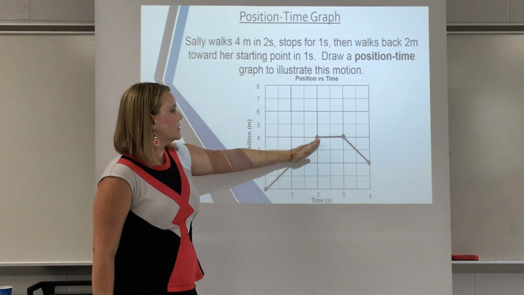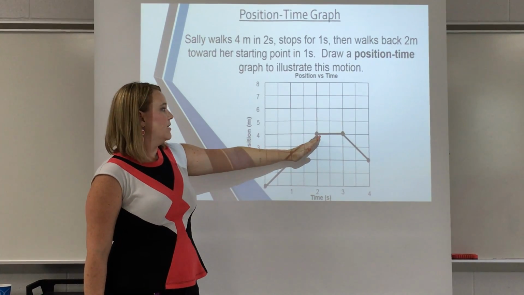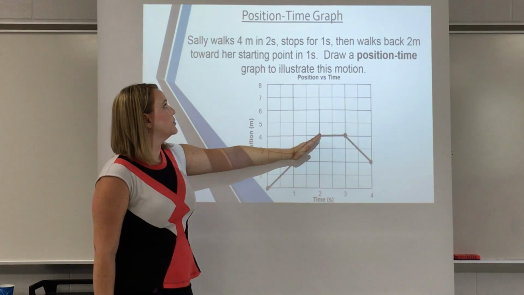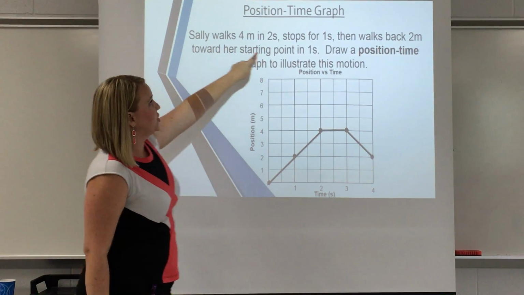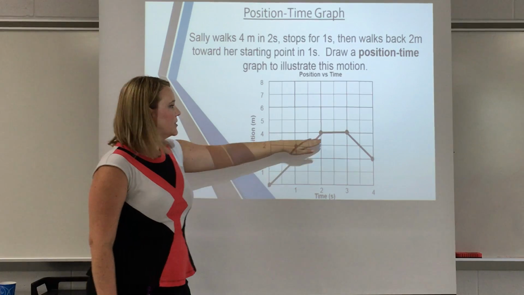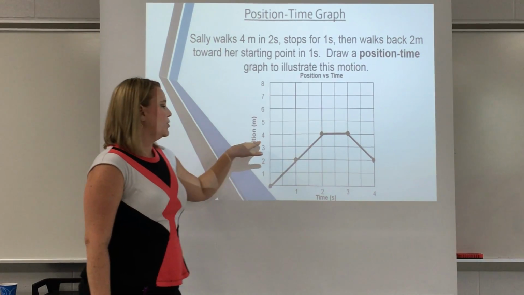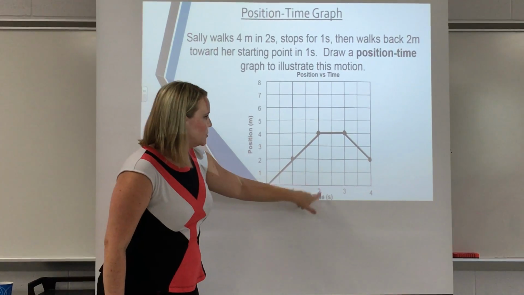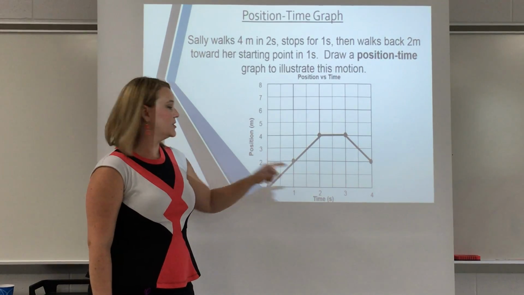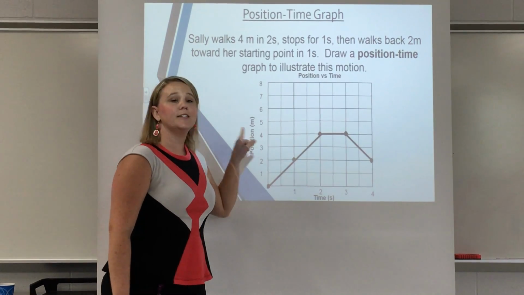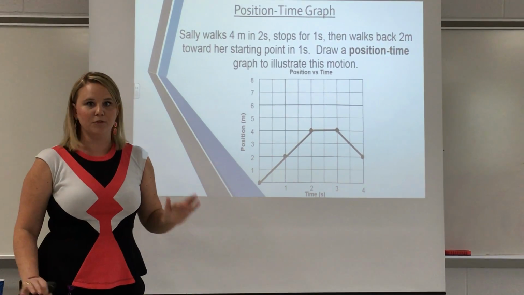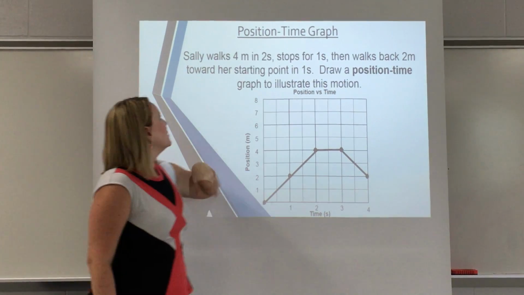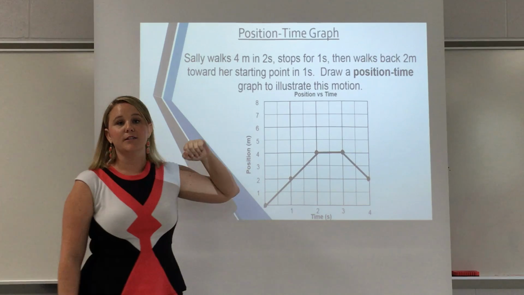That is a constant velocity, and she's moving in the positive direction, so the line is going in the positive position direction. She stops for 1 second. That's what this horizontal line means. When you have a horizontal line on a position graph, it means at 2 seconds, you're at 4 meters, and at 3 seconds, you're still at 4 meters. So you have not moved. You're stopped, you're stationary.